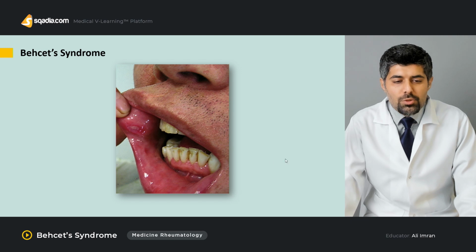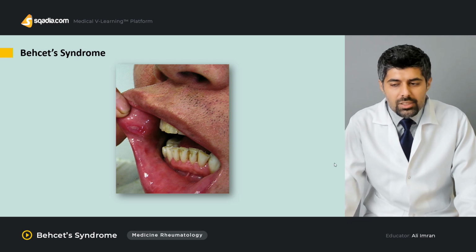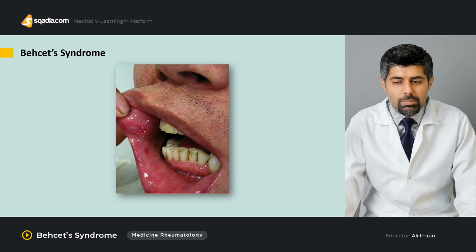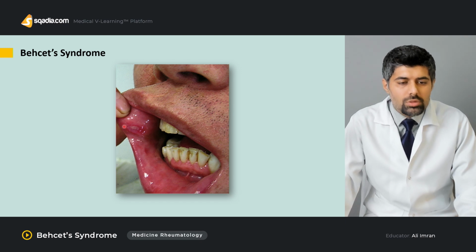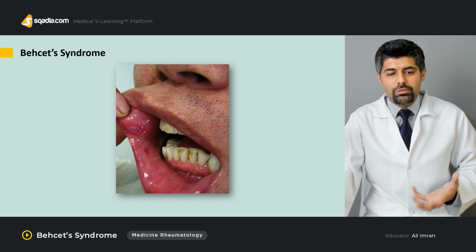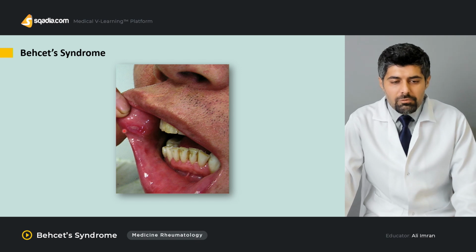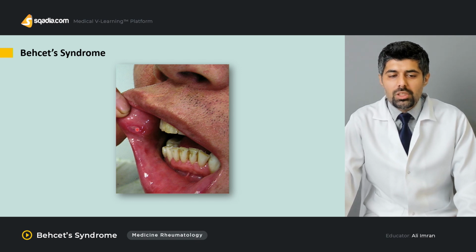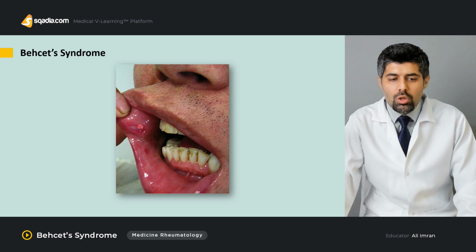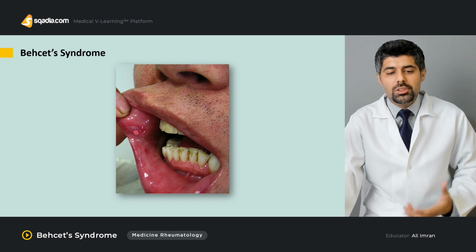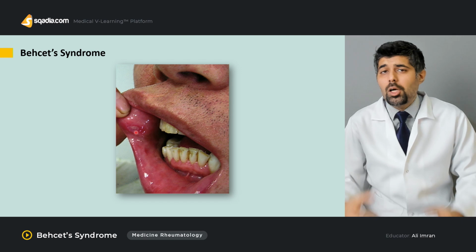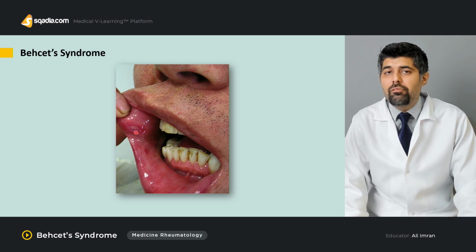So in this picture, you can easily appreciate that this is an aphthous ulcer of a patient around the angle of the stoma. This is a very typical aphthous ulcer with a central necrotic tissue, round oval margins, and these are the kind of ulcers you will usually find.